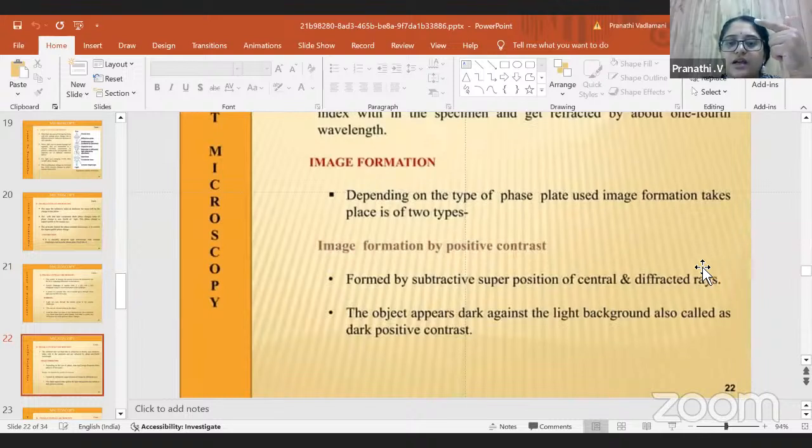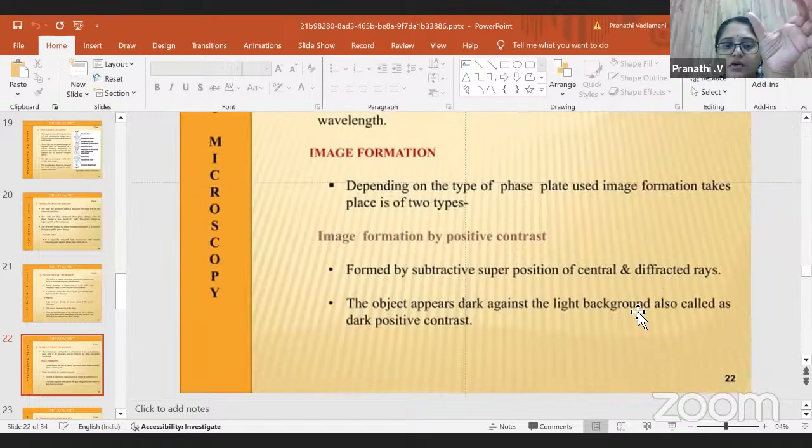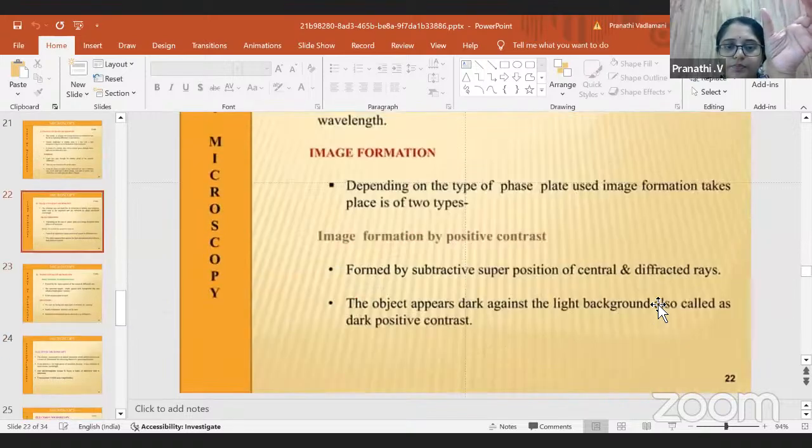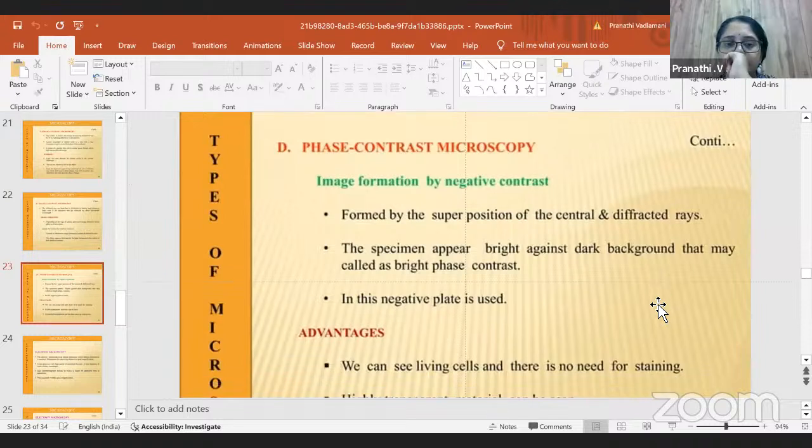This image is formed by the subtractive superposition of the central and the diffracted rays, and the object is going to appear dark against a light background. This is known as dark positive contrast.